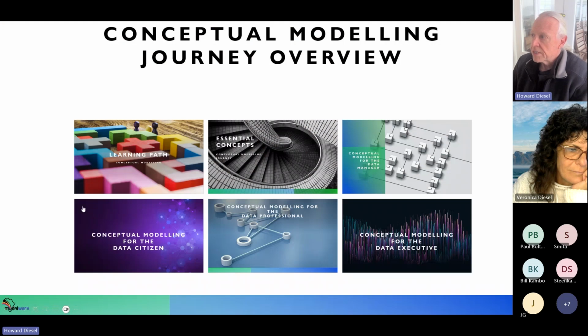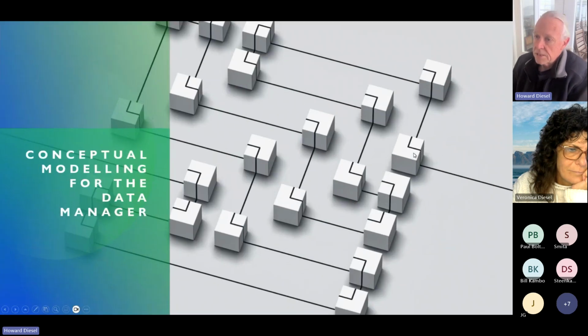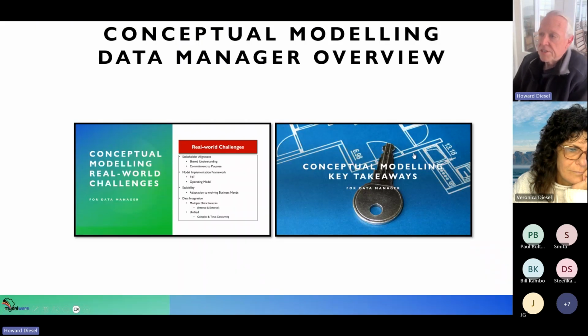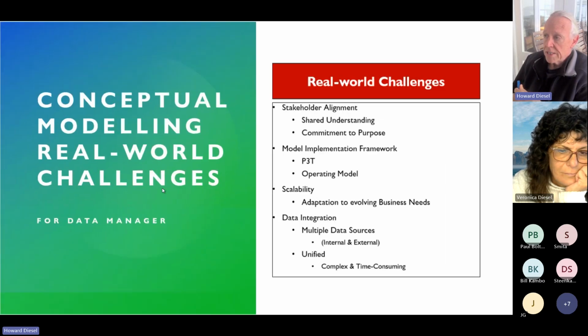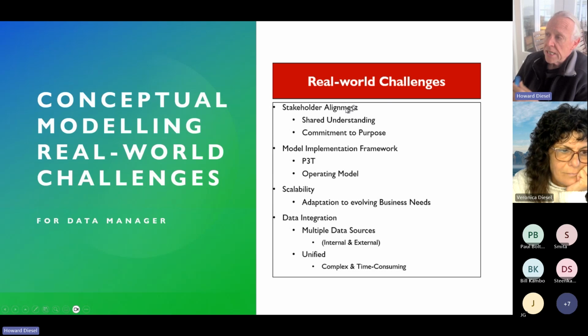Okay. All right. So now let's go to the data manager. The data manager, the person who's either heading the data management office, the DMO, or the EIM department, or whatever it is, has some serious challenges in bringing this capability of conceptual modeling and data modeling into the organization. And these are the challenges they face.